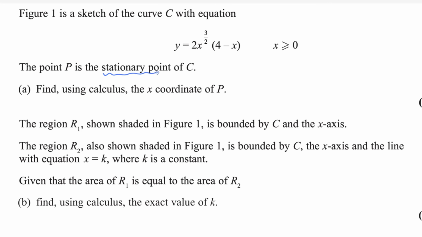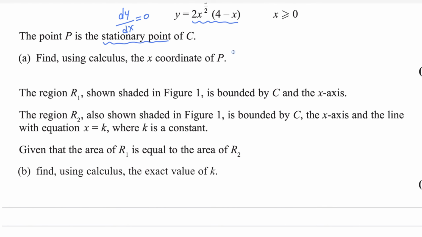For stationary point, we know that the derivative is equal to 0. Actually, dy by dx is the gradient, and the gradient becomes parallel to the x-axis. Therefore, it is always 0 for a stationary point. For turning point, the derivative is always equal to 0. To find the derivative of this function, you have to expand the brackets. Let me solve this one over here.